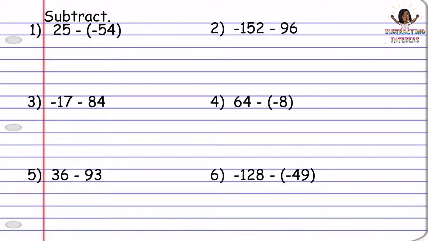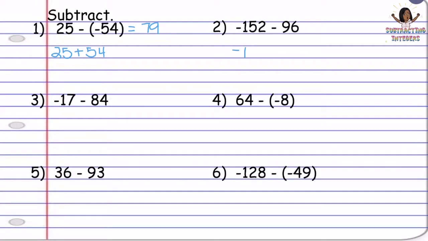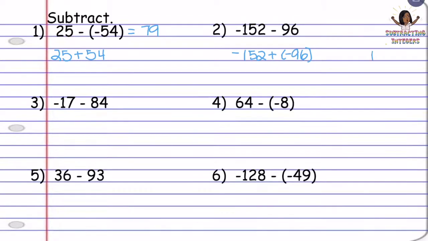Let's practice some subtraction. Number 1 says 25 minus negative 54. We're going to rewrite this as 25 plus 54. And then we just add them together to get 79. Number 2, negative 152 minus 96. We're going to rewrite this as negative 152 plus negative 96. Because the two numbers have the same sign, we're going to add them together. It's going to come out to be 248. But because the numbers are both negative, our final answer is going to be negative 248.